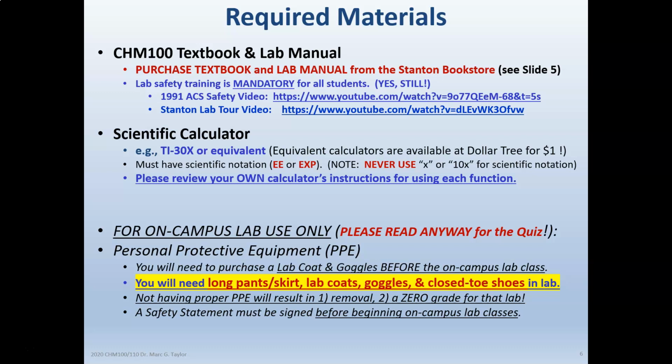Without any of this personal protective equipment, if you're missing even one of these items, you'll be removed from the lab and unfortunately will receive a 0 grade for that lab. So you want to avoid that when we're physically in the lab. Also, before doing any experiments, you will have to sign a safety statement sheet that basically says you understand all the safety rules that you learned about in the 2 safety videos.